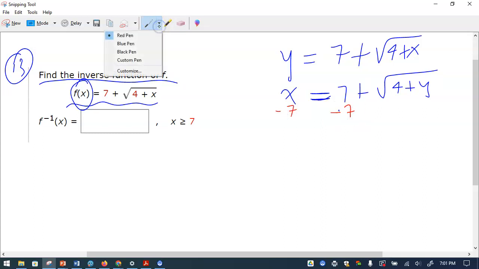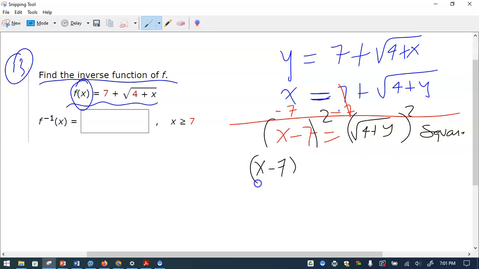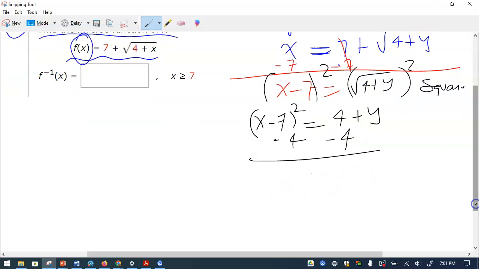So if you subtract 7 from both sides, you get x minus 7 equals, this crosses out, and you get the square root of 4 plus y. Now square both sides. So this will be (x minus 7) the whole square equals, and the right side will be 4 plus y, and then subtract 4 from both sides.